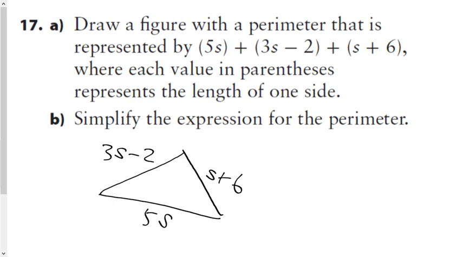If I simplify it, 3s and 5s and one more s, 9s, and minus 2 and plus 6 is plus 4. So the perimeter as a simplified expression can be 9s plus 4.